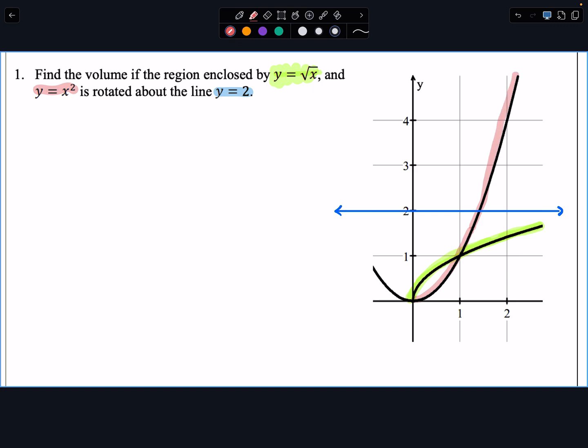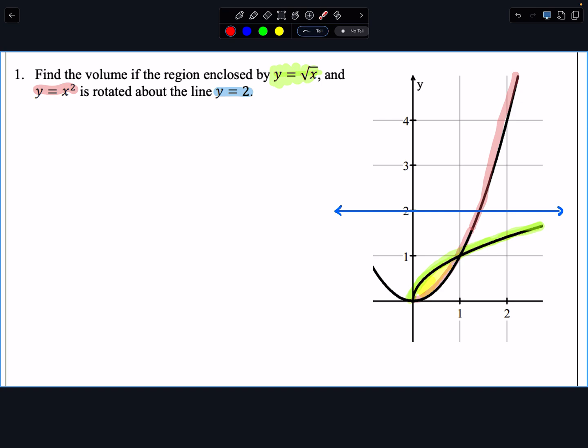So do you guys agree then that the region enclosed by those two is what I'm coloring in yellow. Talk to me, guys. Okay, the region enclosed by these two functions creates this little space, right? And I'm rotating it about this line. So do you guys agree if I'm spinning it around this line right here, this shape right here, do you see how I have all this empty space? So that's when we need to use the washer method, okay?